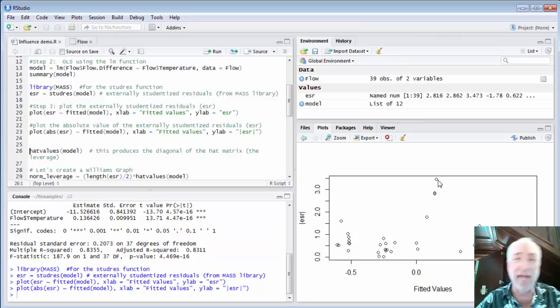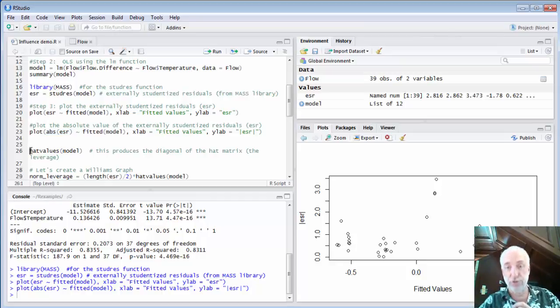Often it's useful to plot the absolute value of the ESR. So you see what I did up here. Instead of saying plot ESR versus fitted of the model, right, the fitted of the model gives me all the fitted points by hat values. I'm going to plot the absolute value of the ESR. So it's that simple. Change a graph from ESR to the absolute value of the ESR.